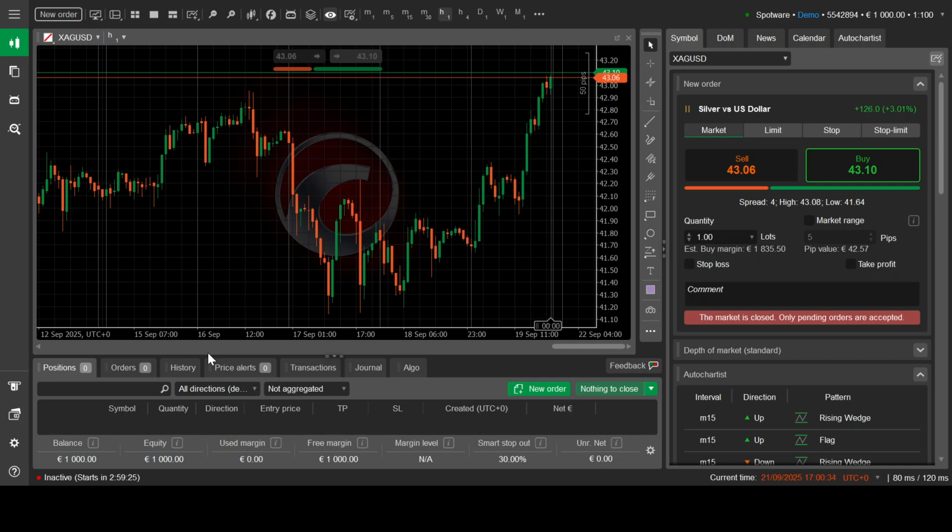So we will break down the best option trading platforms categorically and give you the real details of what makes each of them worth your time and money. The first platform we'll be looking at for option trading is cTrader.